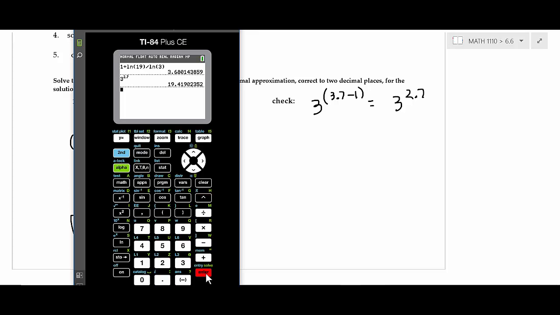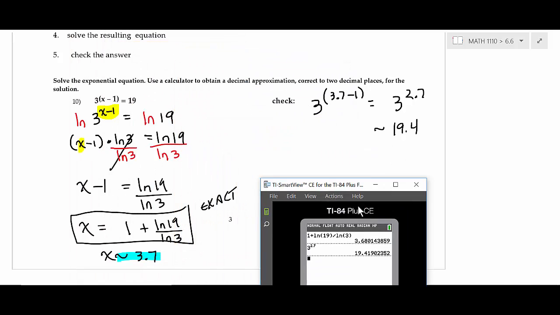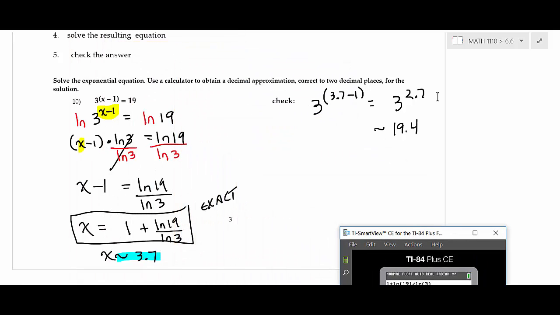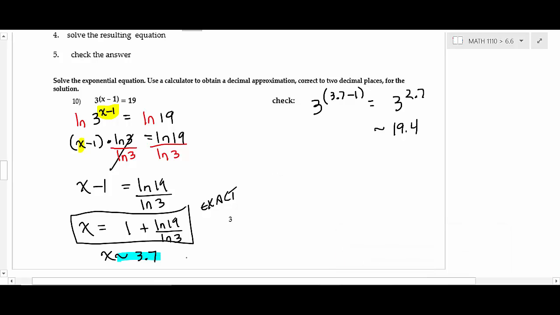If I do that, pretty close, okay? You're off a little bit because we rounded that to several decimals. So that would be about 19.4, so that's off a little bit. But the idea is the more decimals you would use on that, the greater the accuracy would be. Okay, so that's the idea. This is the exact answer. If you plugged that in and checked on your calculator, it'd be perfect. Okay, so that's the idea.